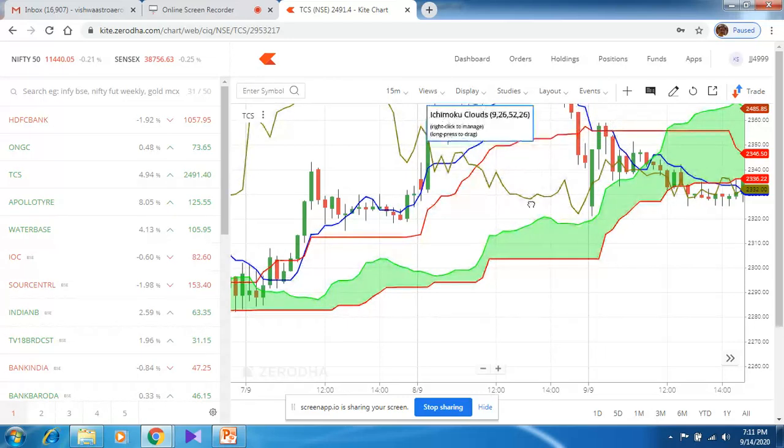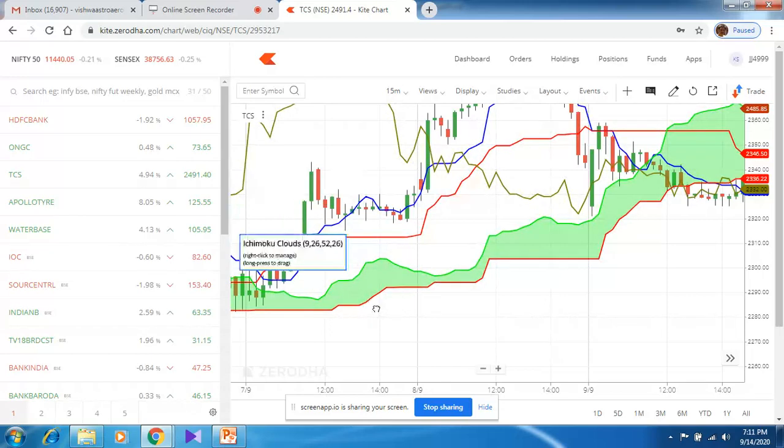And also we have to make sure that while buying, there has to be a green cloud below.